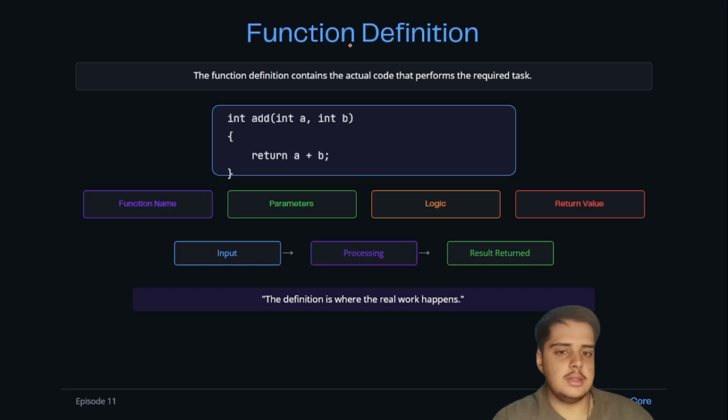Coming next, function definition. The function definition contains the actual code that performs the required task, like int add, int a, int b, and return a plus b. Here the function name is add, the parameters are a and b, and the logic returns the value with the return keyword. Here input is processed and the result is returned. So the definition is where the real work happens.